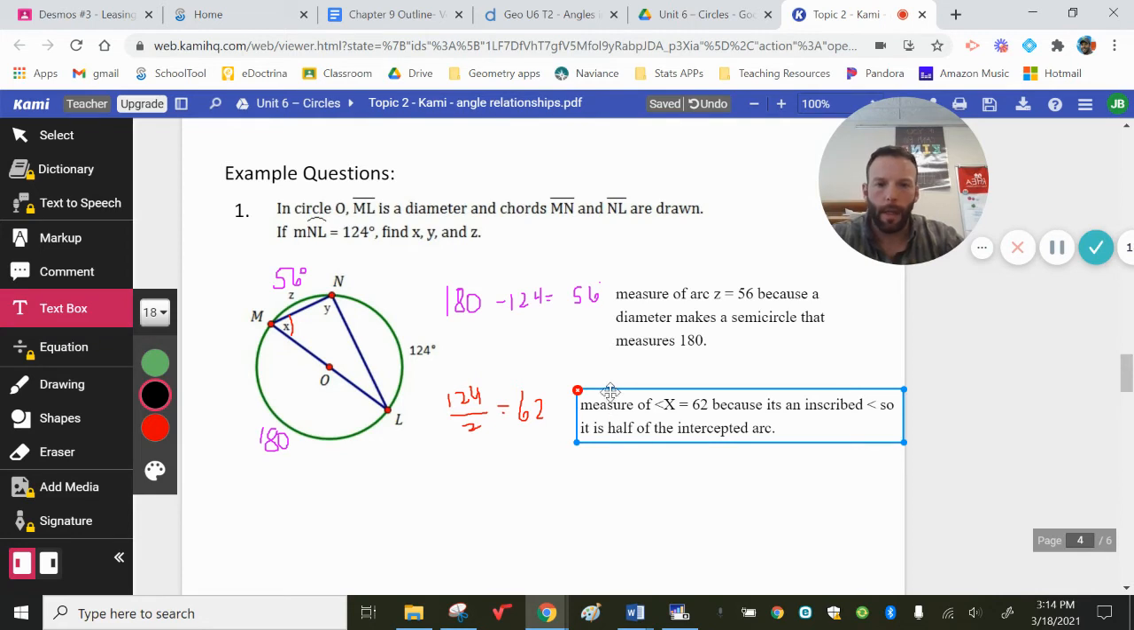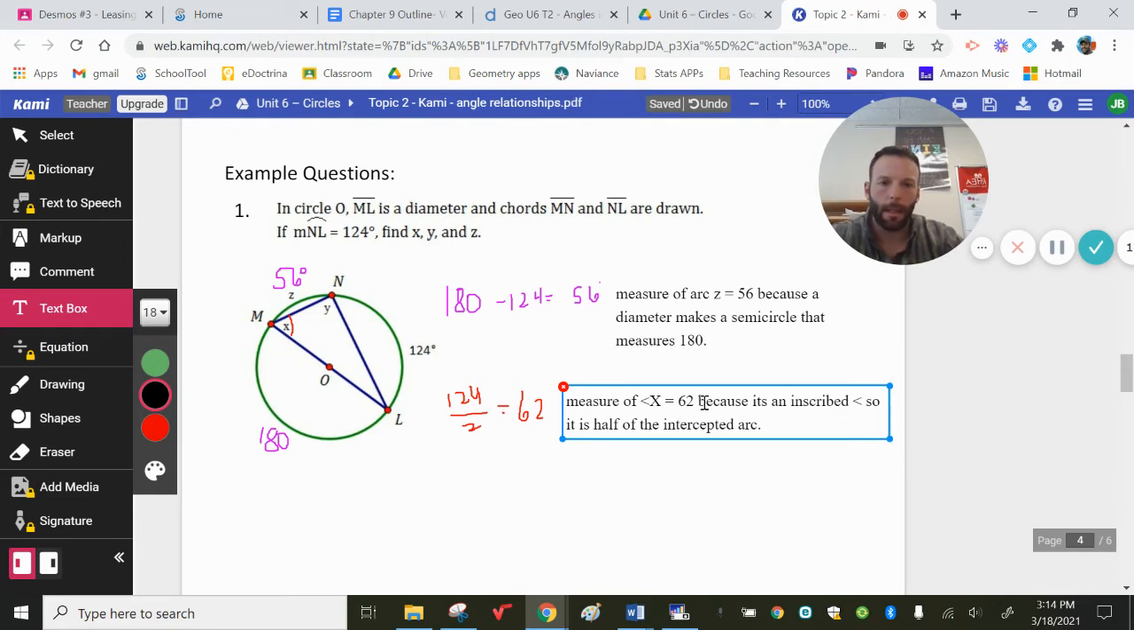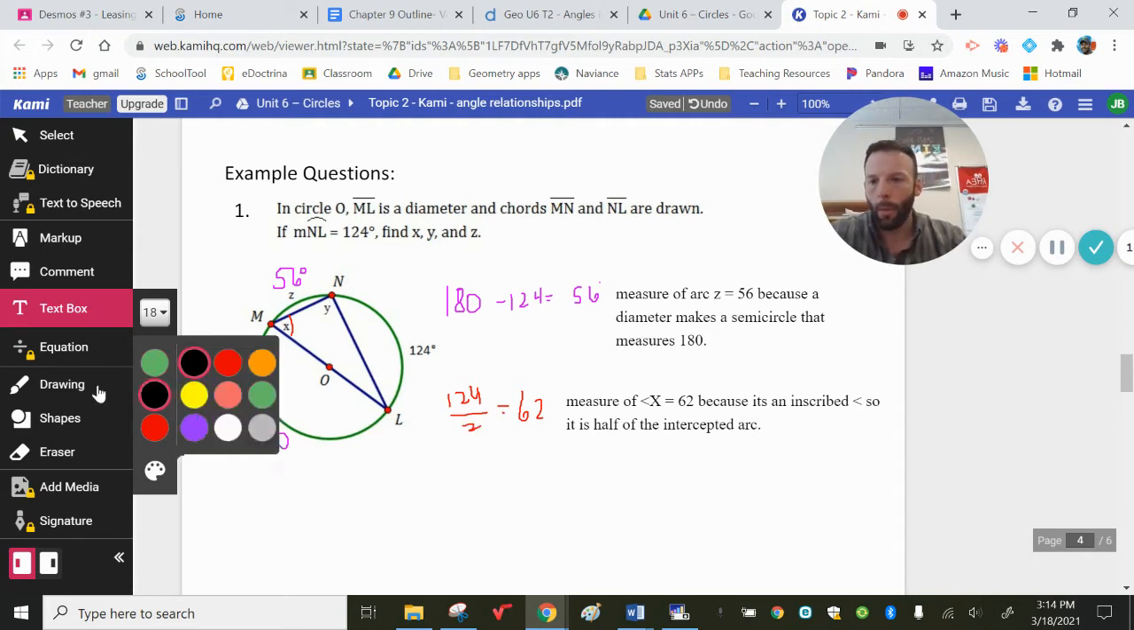Again, just to justify my work here, I said the measure of angle X is 62 because it's an inscribed angle, so it is half of the intercepted arc. Now, you may have to justify your work on certain questions, but not always. I'm just doing this to help you understand where I'm getting these things from. Now, the last thing I have to do is try to find the measure of angle Y.